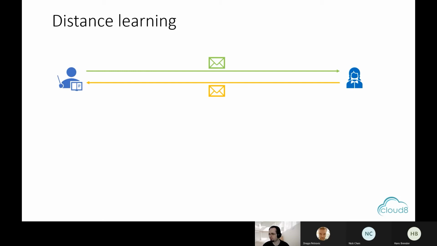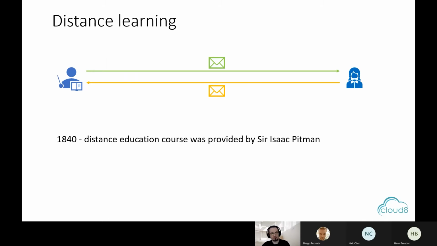I remember more than 15 years ago, I was able to sign in for distance studies in Poland, so it's not new. But the entire concept was introduced in 1840. A distance education course was provided by Sir Isaac Pitman. So it was the first modern distance education course. I found some information that there were earlier distance learning courses, but not much about them. So let's say this is the first modern course.